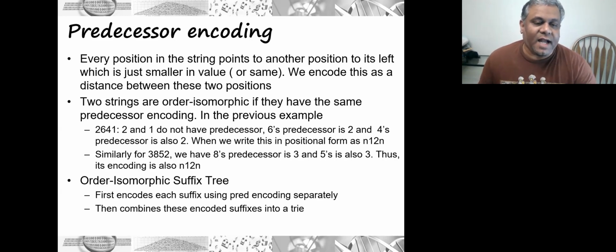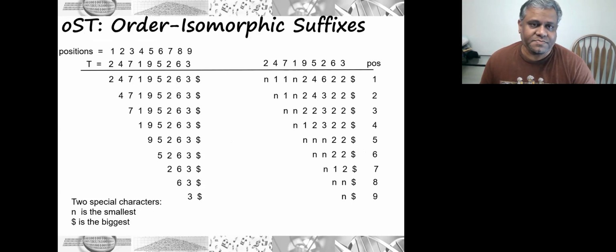What it does is that it takes all the suffixes of the text, okay? Now encode each suffix separately using pred encoding, and then combine these encoded suffixes into a trie. And that's basically it. When we do a pattern matching, again, we see the pattern, we convert the pattern into its pred encoding, and then match it in the suffix tree, just like a usual suffix tree.